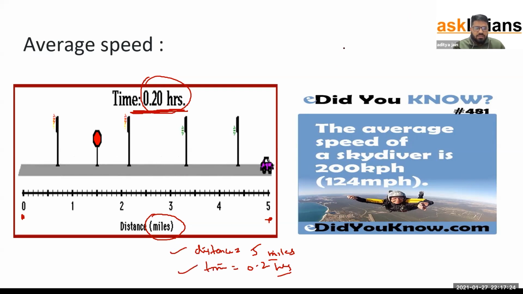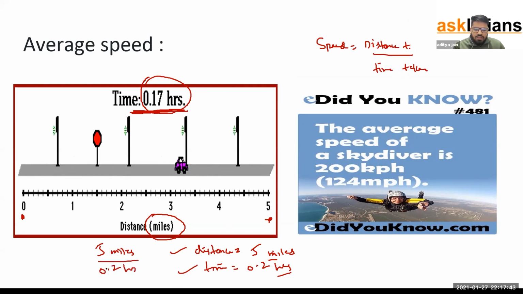Now what is the speed? Speed is the rate of change of distance, which means speed is equal to distance traveled divided by time taken. In this situation, what is the distance traveled? It is 5 miles. What is the time taken? 0.2 hours. So this will give you 25 miles per hour. Yes or no? When you solve 5 by 0.2, it will give you 25 miles per hour.